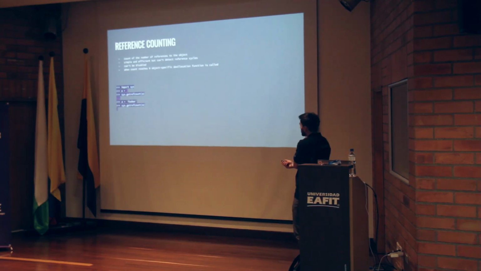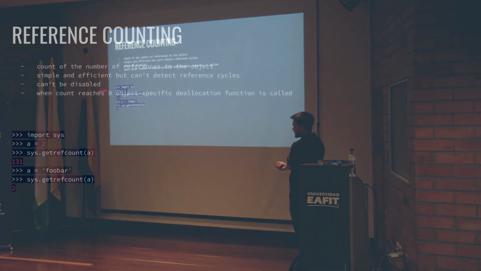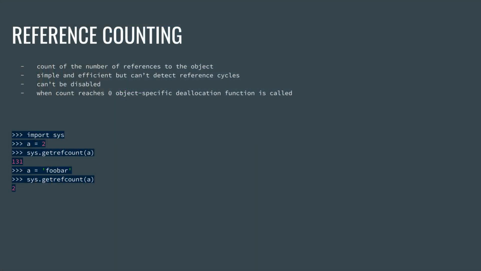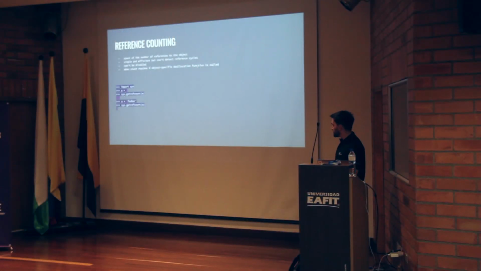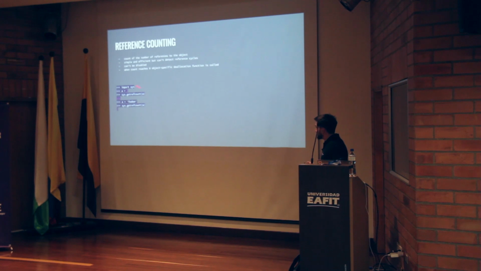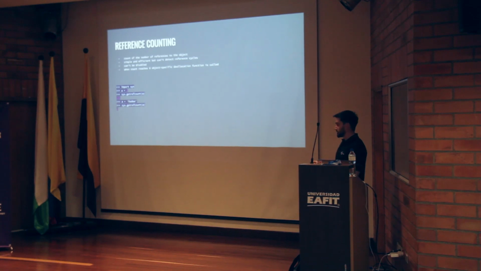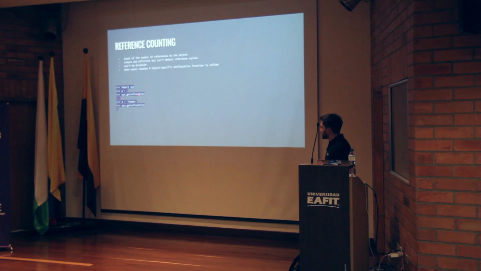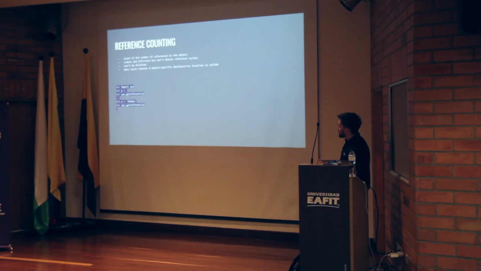Yeah, you can get the reference count of the object. Like when you look here, the number 2, as I told you about the small integers being used again, not created again. So every time you use 2, you are using the same object, and every time you use the same object, the reference count gets increased. So that's why the get reference count returns 131 here.